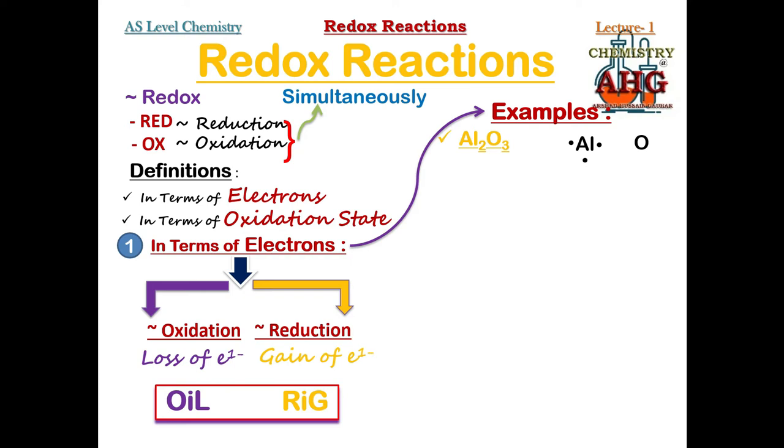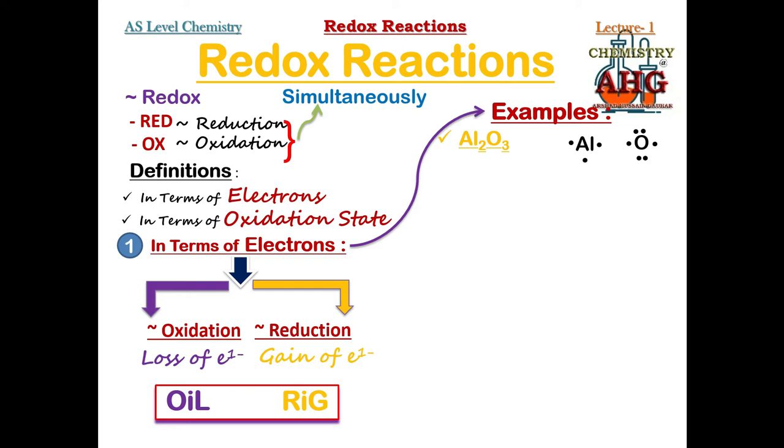If we distribute the 6 valence electrons of oxygen, we can see how many unpaired valence electrons there are. In the valence shell of oxygen, there are 2 unpaired electrons. It means oxygen has a valency of 2. So oxygen will gain 2 electrons, while aluminum will lose 3 electrons.